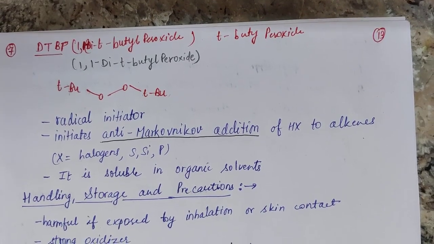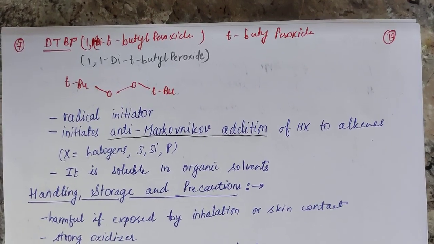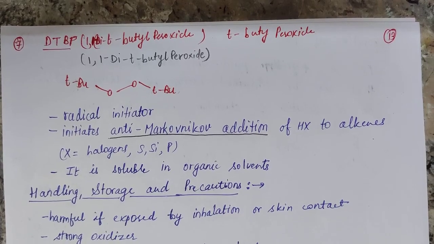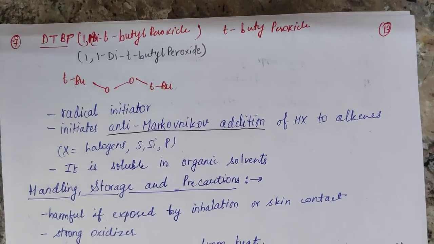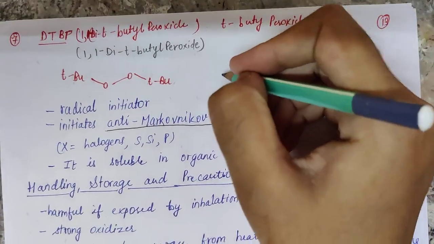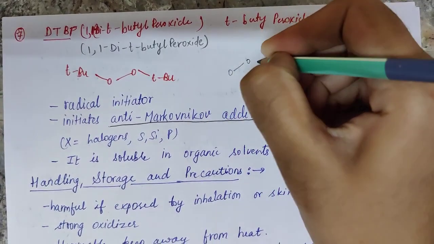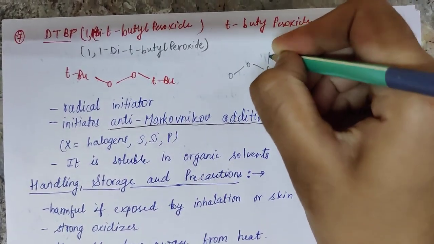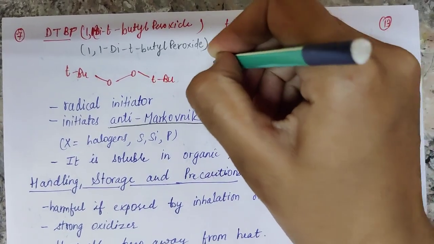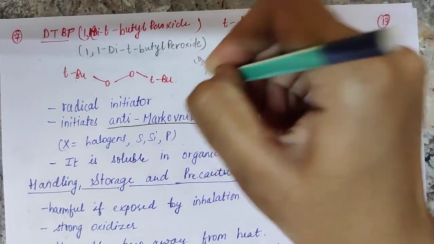Now the next oxidizing agent that we have to study is DTBP. DTBP is di-tertiary butyl peroxide. Another name could be tertiary butyl peroxide simply. If we write the elaborated structure, so it is this.